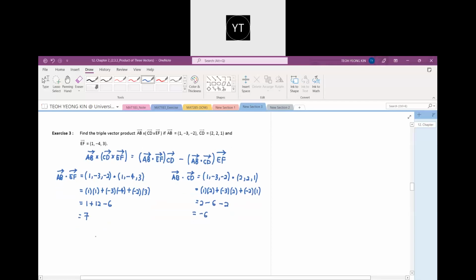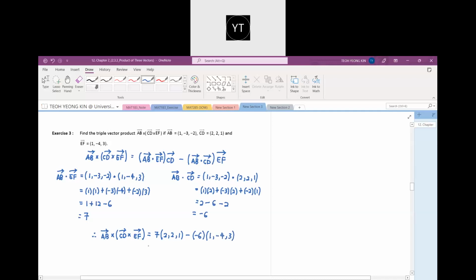Finally, we put in the formula the triple vector product AB, CD and EF, which will be equal to the dot product of AB and EF, which is 7, times the vector of CD, which is 2, 2 and 1, minus the dot product of AB and CD, which is negative 6, put a bracket, negative 6, and the vector of EF, which is 1, negative 4, and 3.